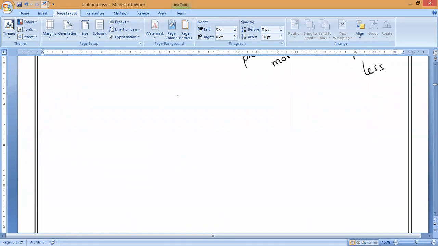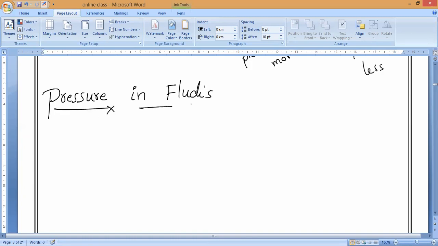Right now, pressure in fluids. The pressure exerted by solids we used to call solid pressure. Understand? Now, the pressure exerted by fluids we call fluid pressure. So, pressure in fluids.